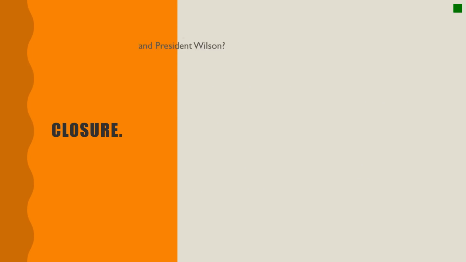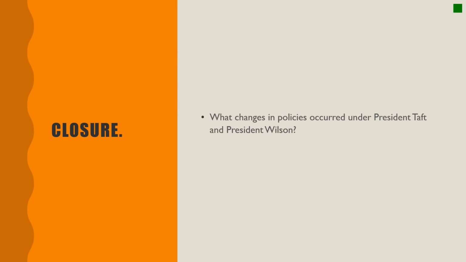All right, so our closure. What changes in policies occurred under President Taft and President Wilson? Think about how they compared to President Roosevelt. What were the differences or the similarities between them? And that will help you answer your questions for today.